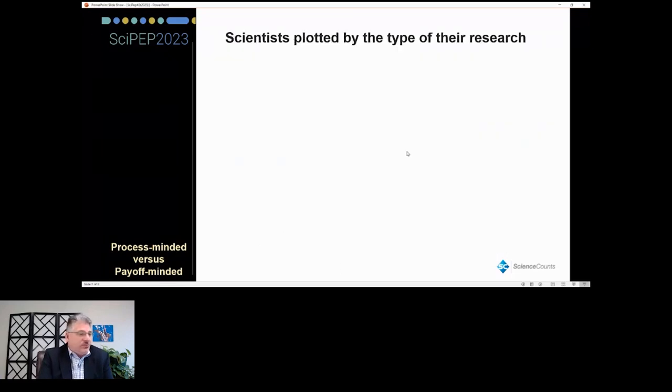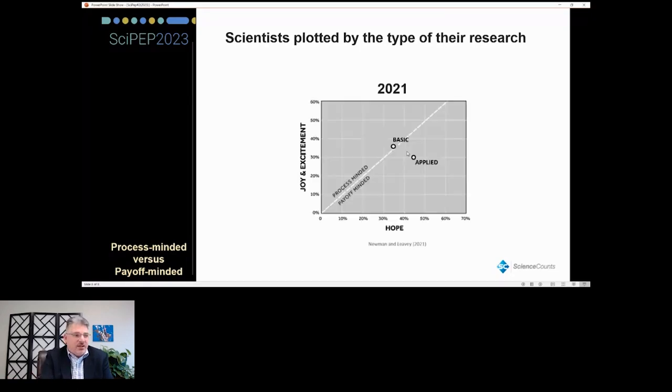And then finally, I want to share that fortunately for us, Todd and Nicole added a question in their 2021 survey, which basically asked, what type of research do you do? Is it predominantly basic? Is it predominantly applied? Or is it a mix of both? And when you partition out the scientists based on those responses and put it on our hope joy diagram, you find that in fact, those who are primarily basic do live further up and to the left, more into this, let's call it process-minded space. And those who responded that most of their work is applied are definitely more to the lower right. So they're more in this payoff-minded area. And so I think this is what's driving a lot of that distinction.